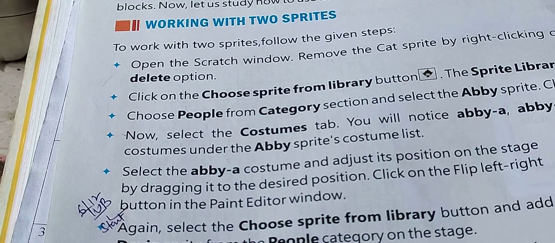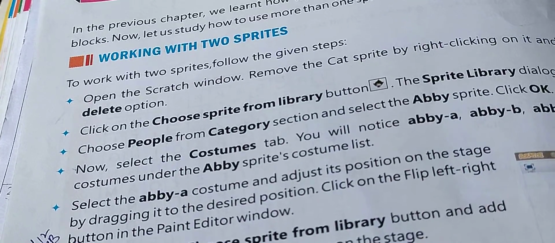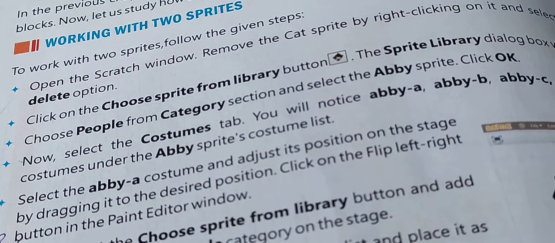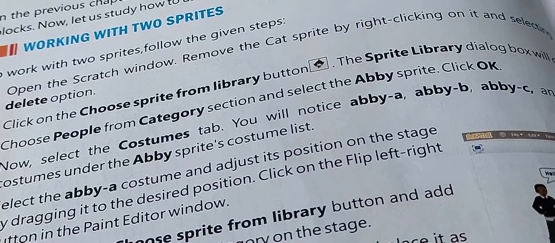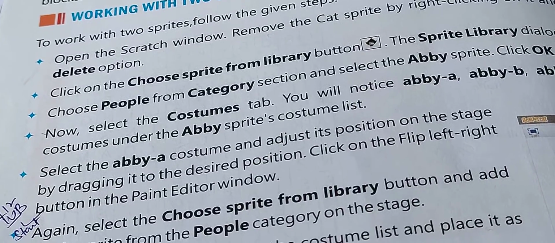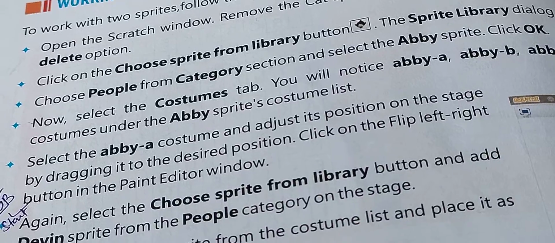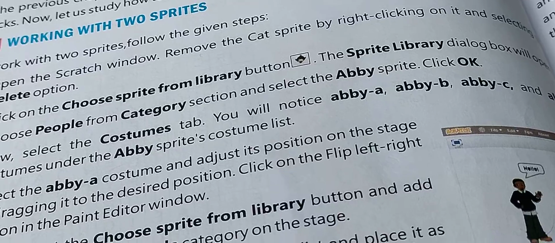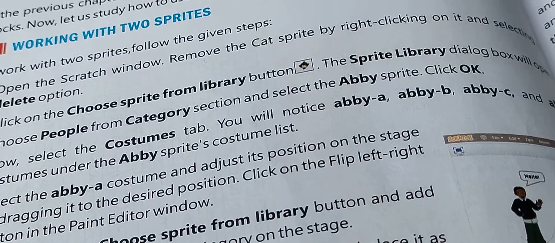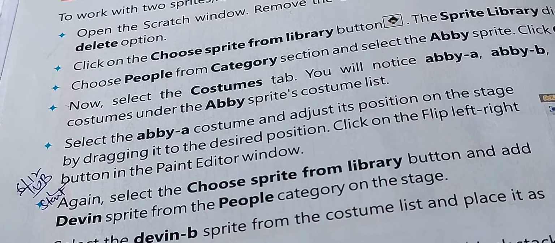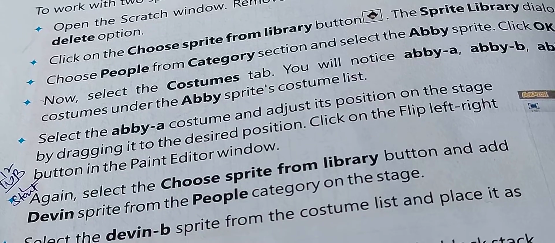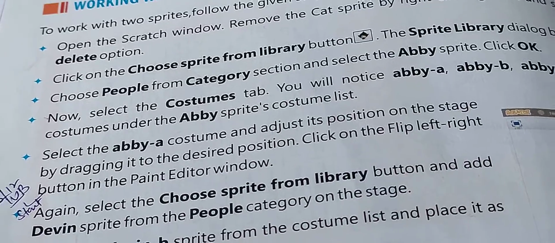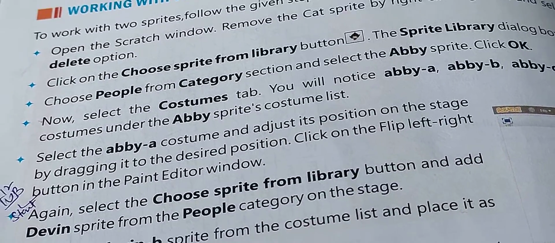First of all, we need to open the Scratch window and remove the cat sprite. If we want to remove the sprite and insert a sprite of our own choice, we can insert it and choose a sprite from the library. In the library button, there are so many sprites available. The sprite library dialog box will open. When we click sprite from library, many sprites are shown. Choose people from the category. There are so many categories. If you want to insert animals, people, flowers, and many other things, according to our choice, we can categorize.